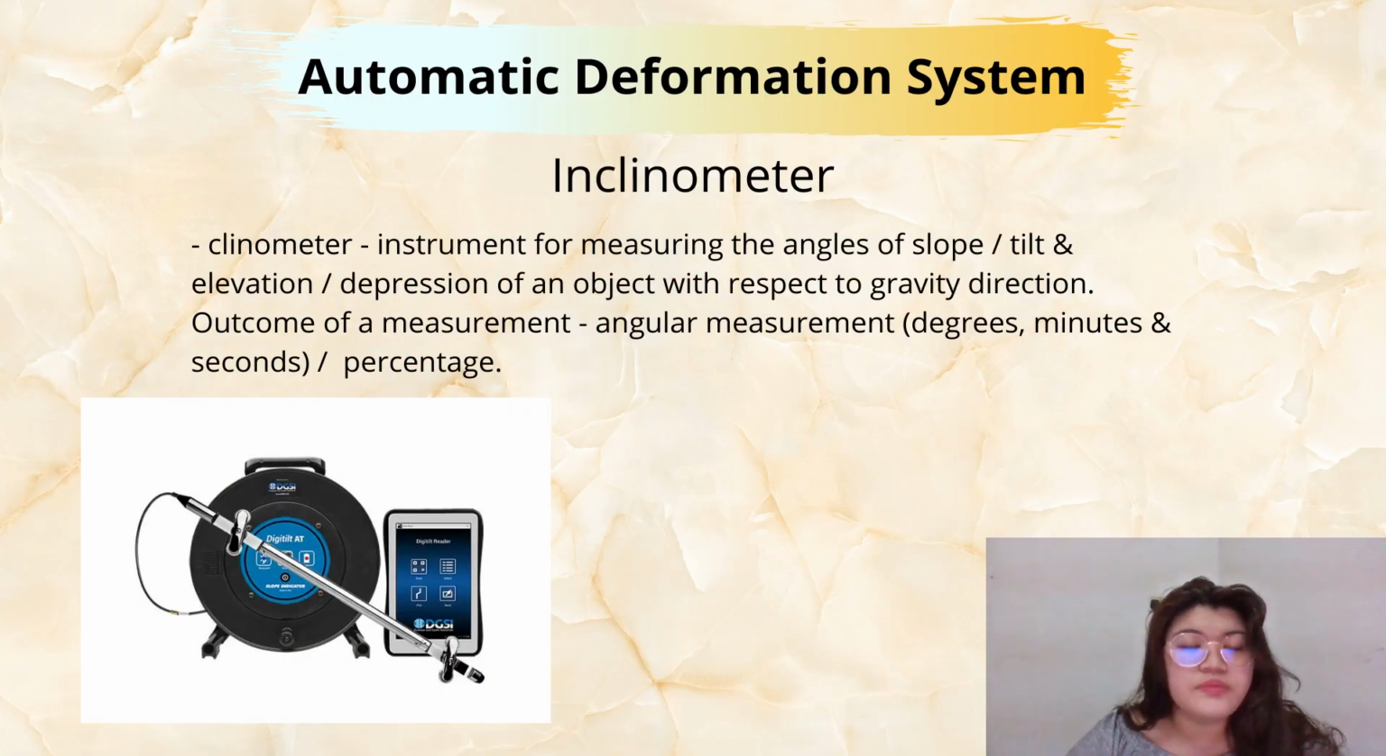Automatic deformation system. The automatic deformation system consists of inclinometers and extensometers. Inclinometers are also known as clinometers. It is an instrument for measuring the angle of slopes, tilts, and elevations or depression of an object with respect to gravity direction. So the outcome of a measurement is angular measurement, which is degrees, minutes, and seconds, or percentage.